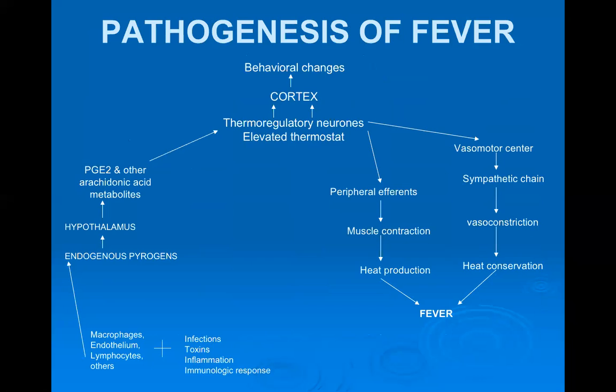Now, let's talk about what is the pathogenesis of fever. Absolutely important concept, and I hope you have done this during your physiology lecture. Okay, have you? Was it taught before or not in physiology? Yes, sir, it was taught.